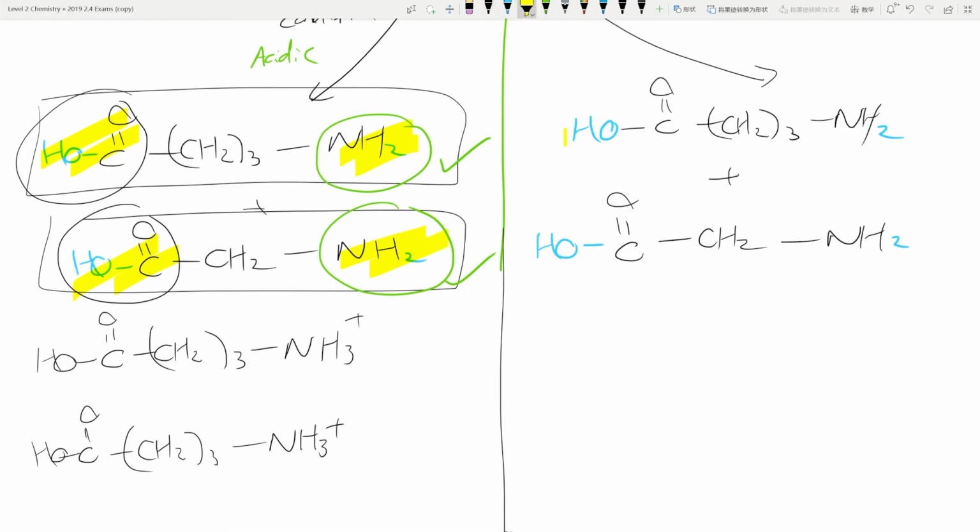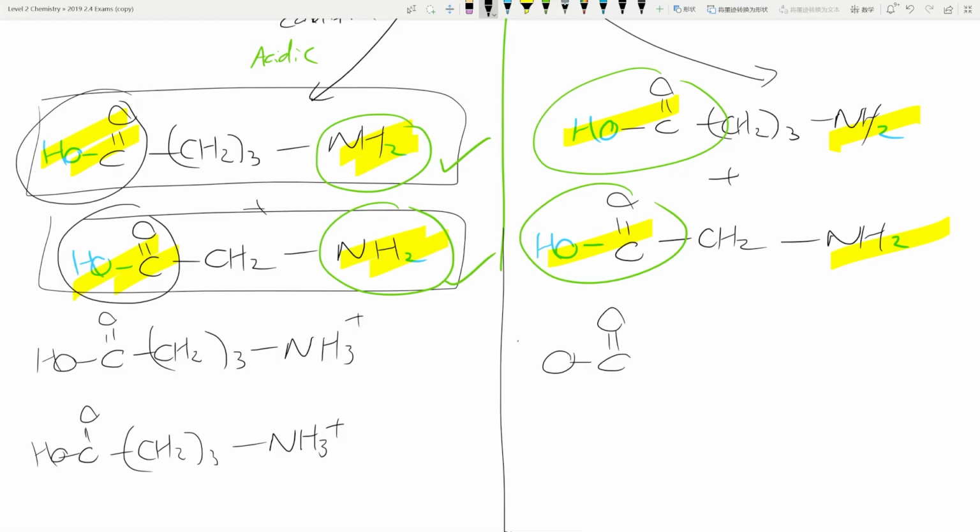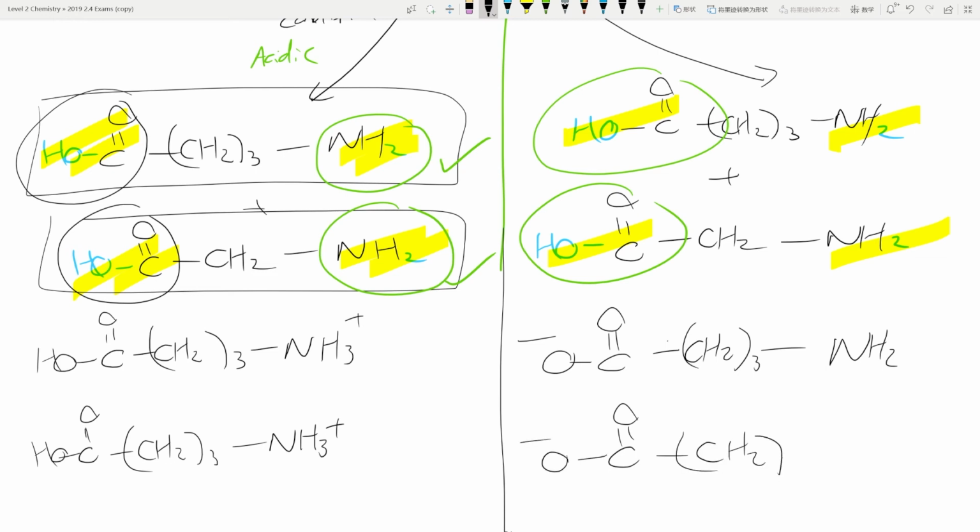If I do the basic end, same thing, I look at these 2 sides, and hopefully you can see it's this side that's going to do something now, and then the final answer will be something like this. Again, just copy and pasting. It's literally just change 1 or 2 letters, and you're done.